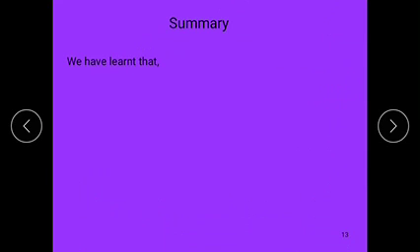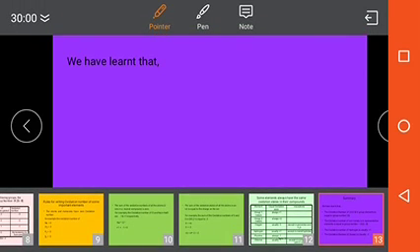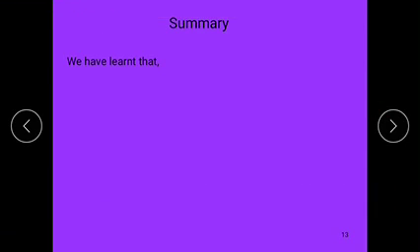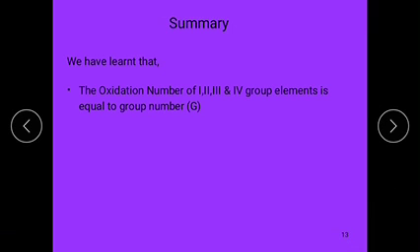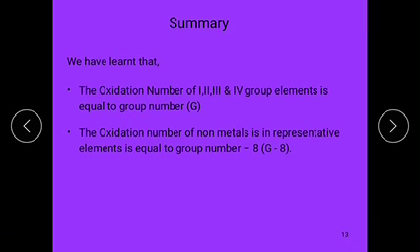In this we have learnt what oxidation is. The oxidation number of first, second, third, fourth group elements is equal to the group number. The oxidation number of non-metals in representative elements is equal to the group number minus 8.